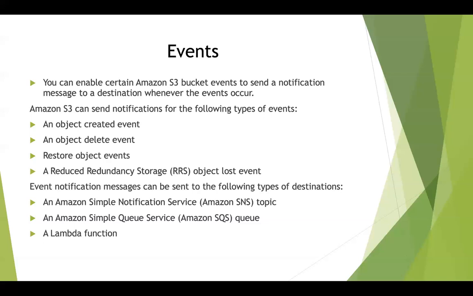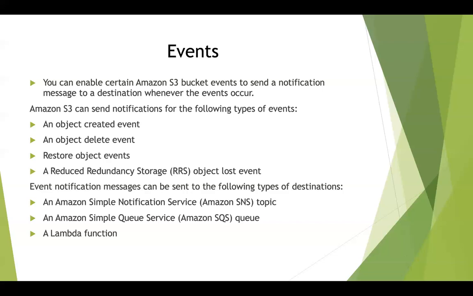So then what are the destinations that you can trigger these events to? One is you can get a notification using the Simple Notification Service of Amazon. You can trigger this event's message to go to an SQS queue. And then finally, you can also trigger a Lambda function. Okay. So these are three different destinations that S3 events right now supports.